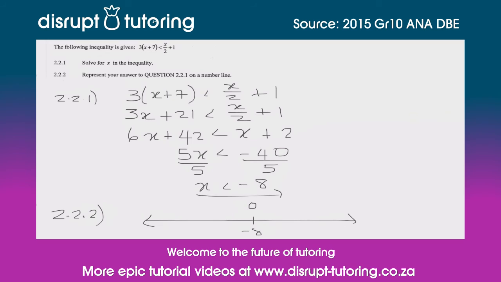Now it says to us that x is smaller than minus 8. So remember, when we move to the right of that point, it's going to be bigger than. When we move to the left, it's going to be smaller than. So that means our arrow needs to move to the left, and that shows you that x can be any number smaller than minus 8, but it cannot be minus 8. And that is the answer to this question, and gets you a good couple of marks in the bag.